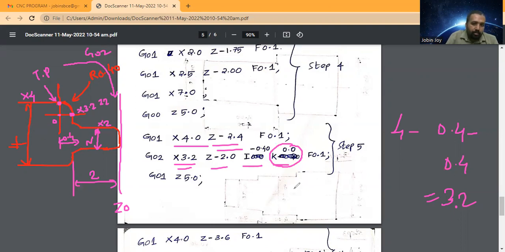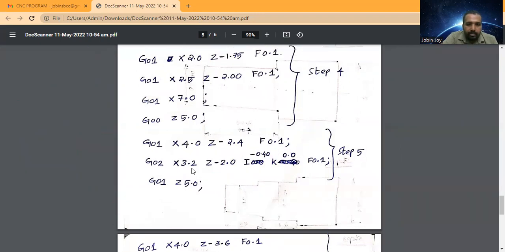So you have to enter the parameter values by checking what the tool's current position is and where the origin is. This distance is the x distance, so the I parameter you have to enter. No z movement, so the K parameter is 0. And finally that arc is cut. Then this is the safe distance.